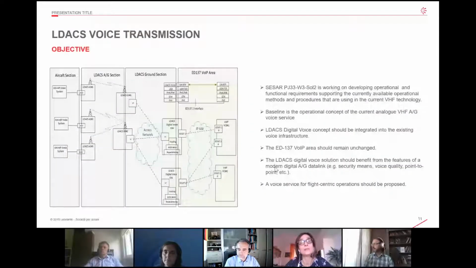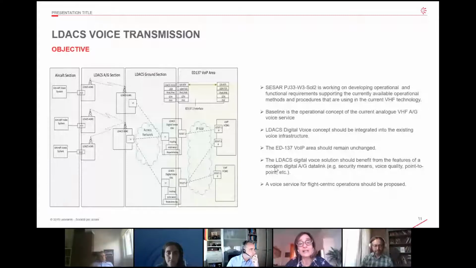Another functionality that LDACS shall provide in the next year is voice transmission. In a SESAR solution, PJ33 Wave 3 Solution 2, we are working on developing operational and functional requirements supporting the currently available operational methods and processes that are using the current VHF technology. The baseline is the operational concept of the current analog VHF air-ground voice services.